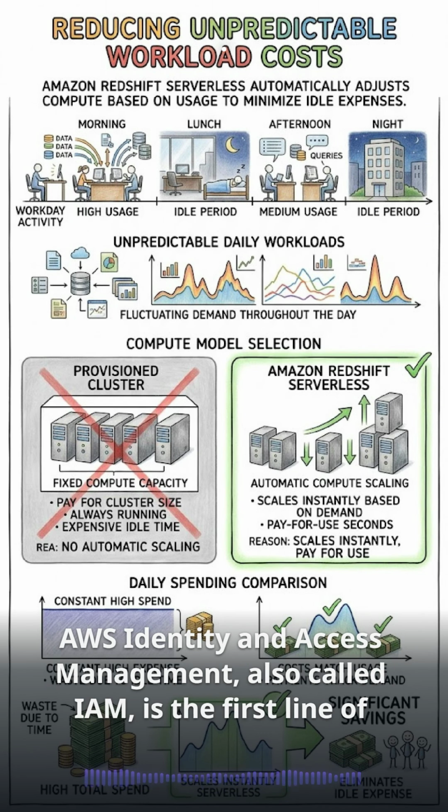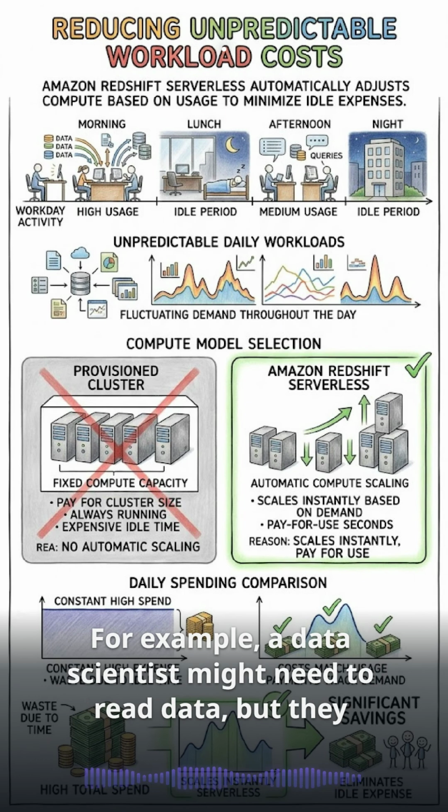AWS Identity and Access Management, also called IAM, is the first line of defense for your cloud account. You should always use the principle of least privilege, which means giving users only the access they need. For example, a data scientist might need to read data, but they should not be allowed to delete it.